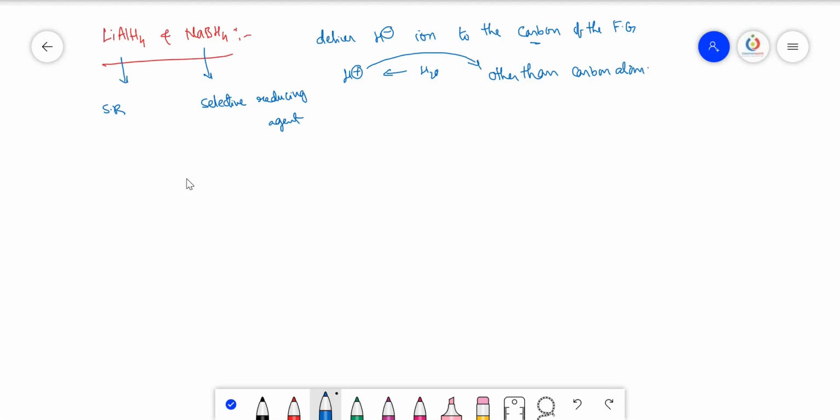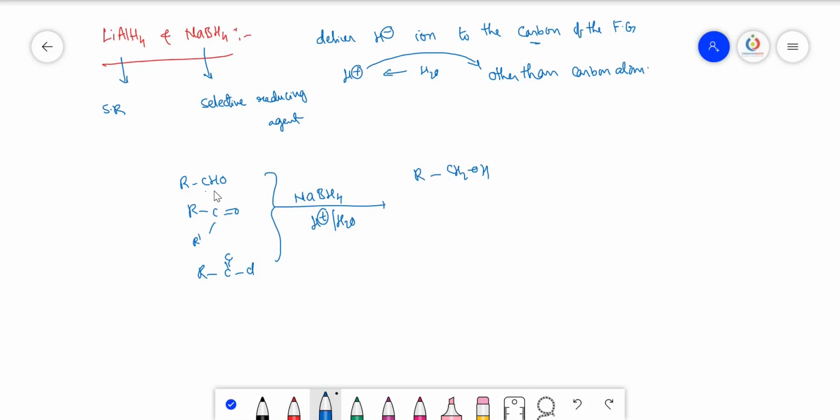Particularly, I will discuss here aldehyde, keto, and acid chlorides. So, sodium borohydride reduces only these three functional groups. You must remember, it will not affect other functional groups. Sodium borohydride reduces all these functional groups to their respective alcohols.